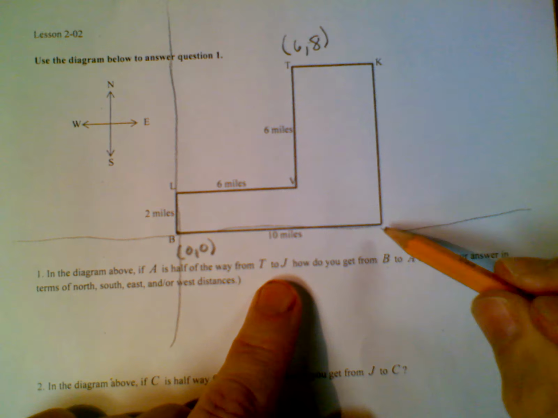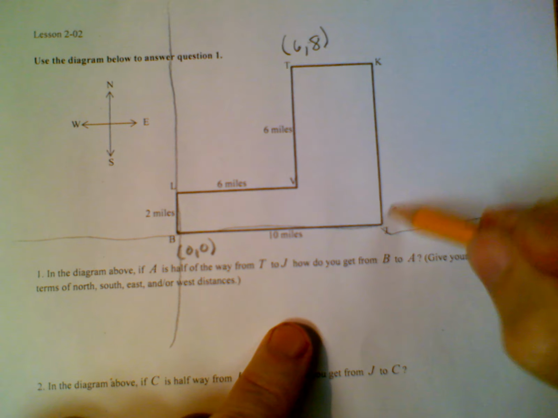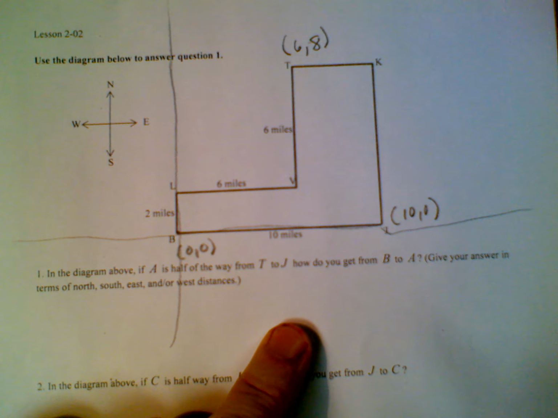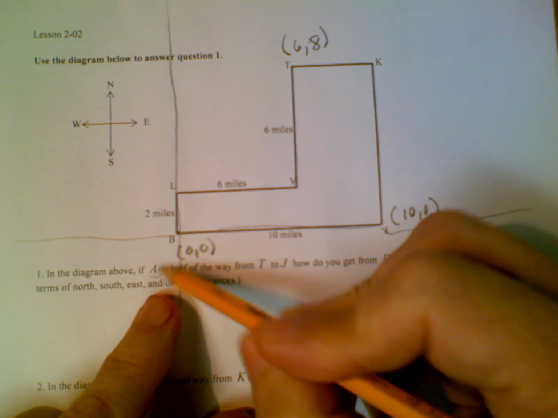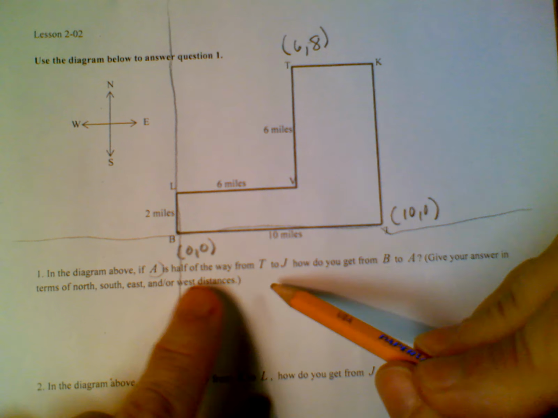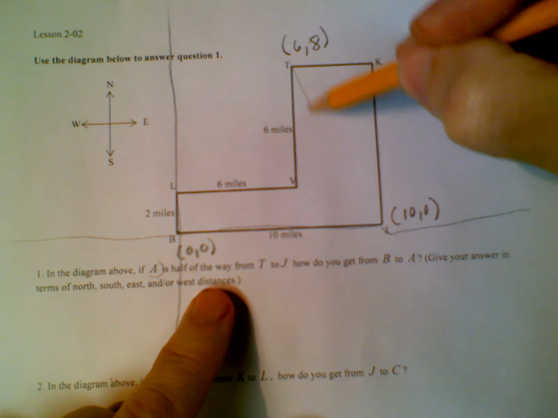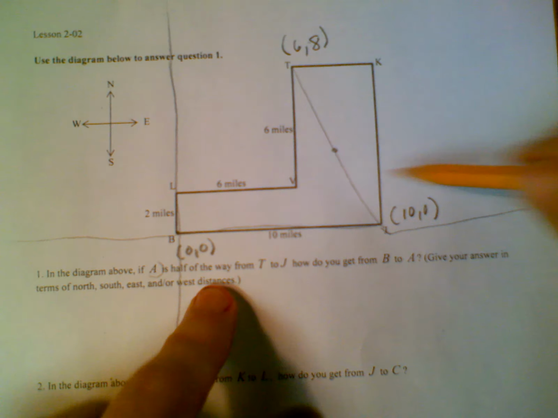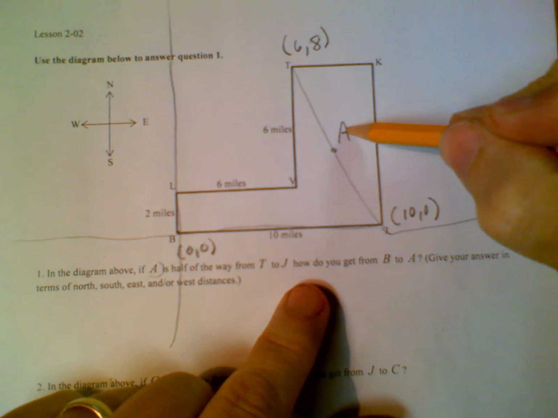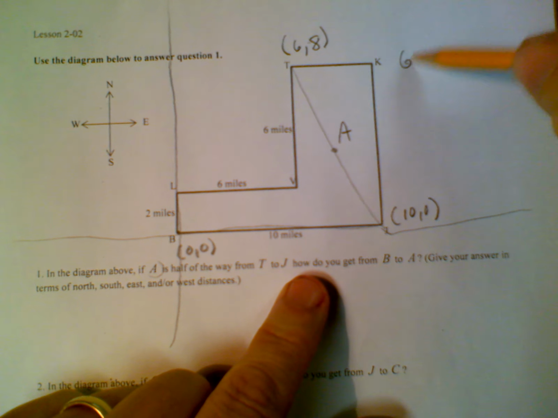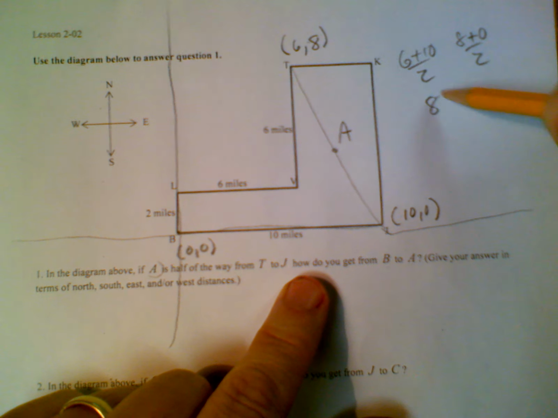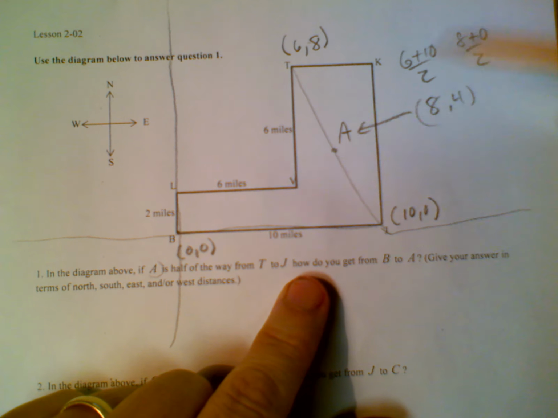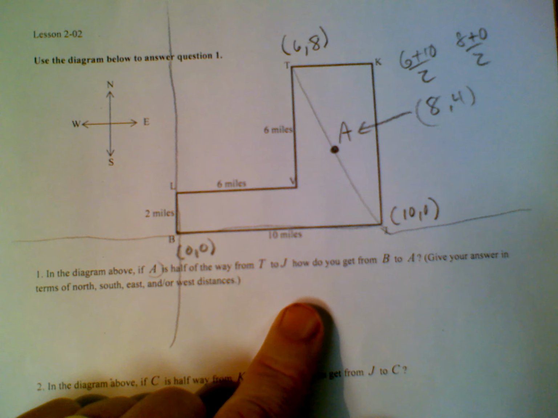How about point J? Here's point J. It's 10 miles to the right of the origin. That would be 10, 0. See now how you have a very methodical way of finding exactly where point A is now. Point A is half the way from T to J. It's the midpoint of TJ, and we've got a formula that will help us find the midpoint. We want to average the x coordinates. We want to average the y coordinates. This turns out to be 8, 4. That's the location of point A.